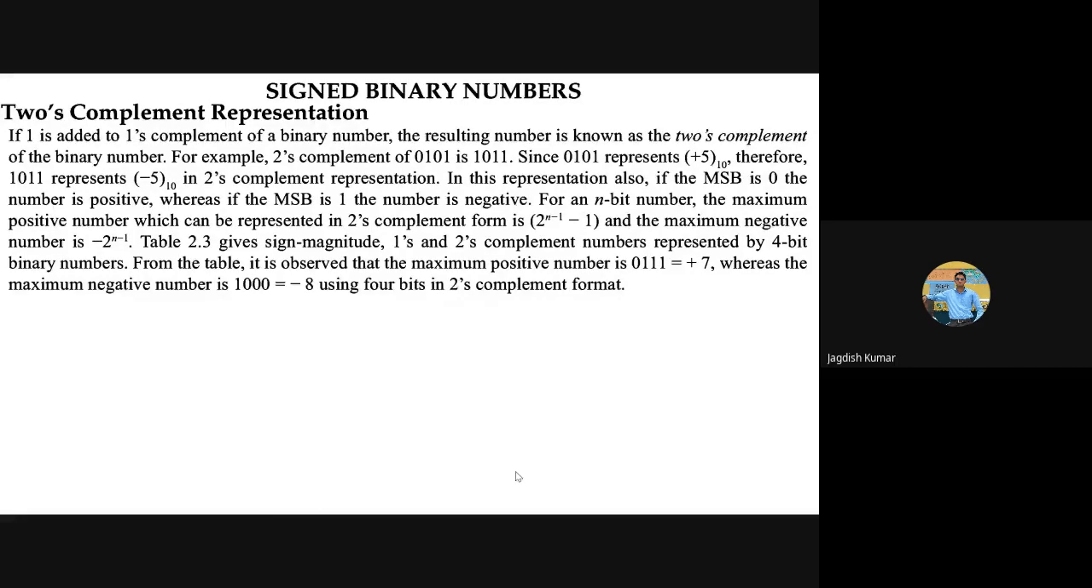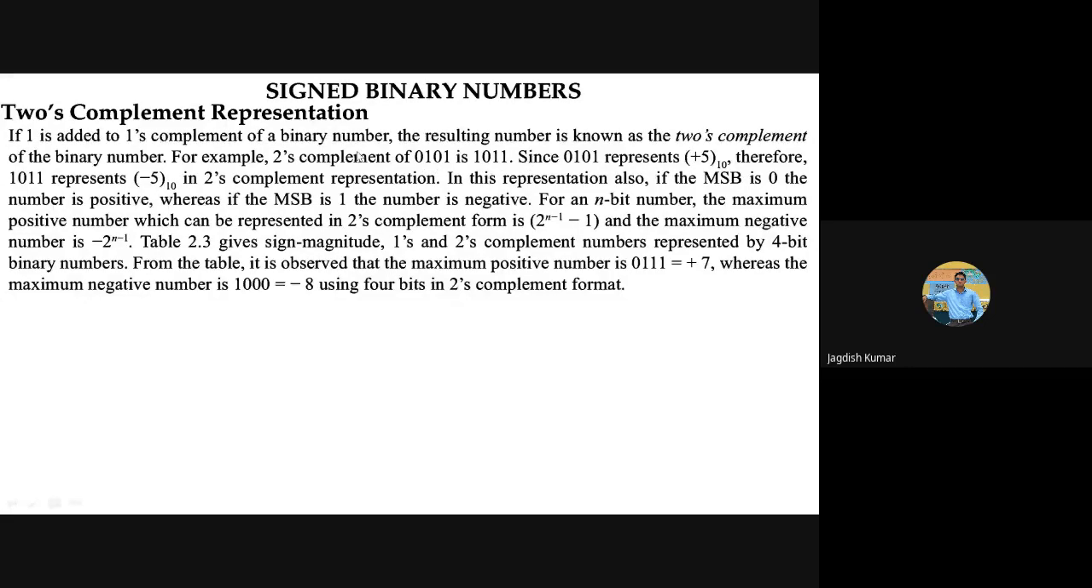Let us first understand 2's complement. For example, the 2's complement of this is this. How does this come? This number is 0, 1, 0, 1. To get the 2's complement, you first get its 1's complement, which is 1, 0, 1, 0. Please follow my words. The 1's complement of this is 1, 0, 1, 0. Then you add 1 to it, which gives 1, 0, 1, 1.